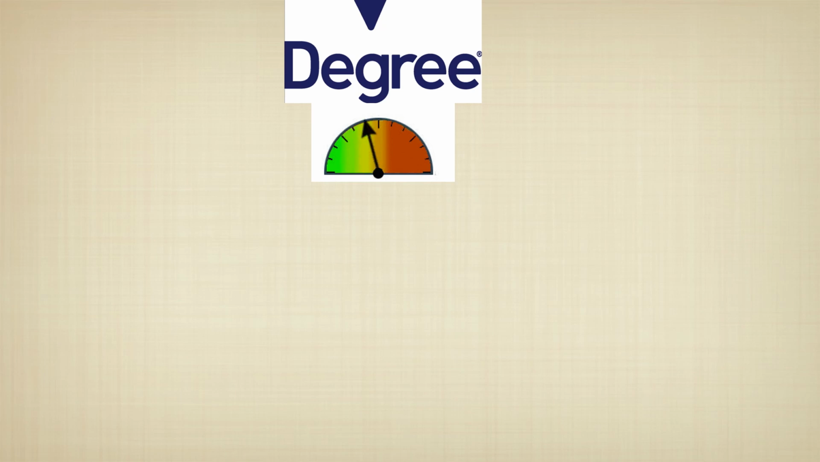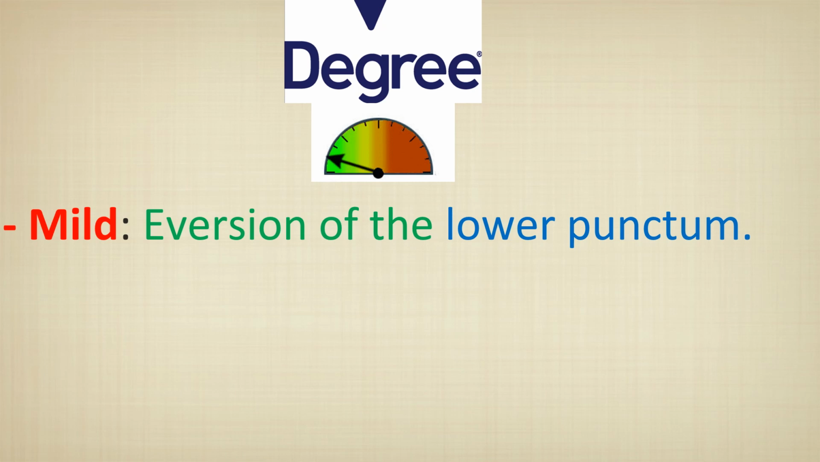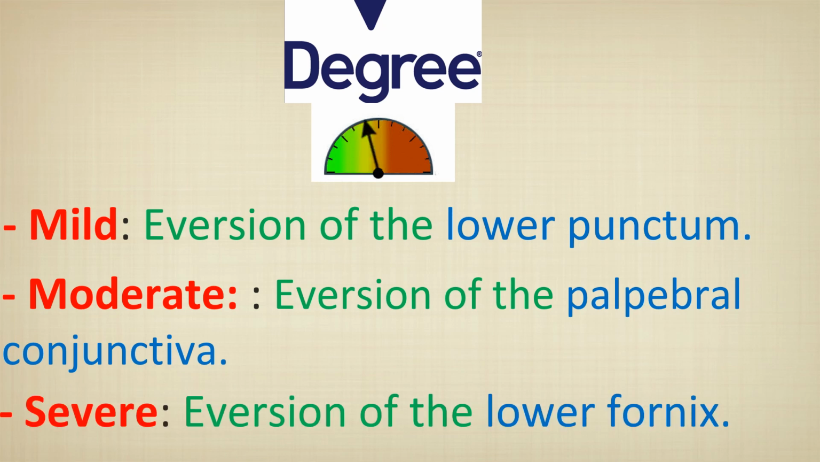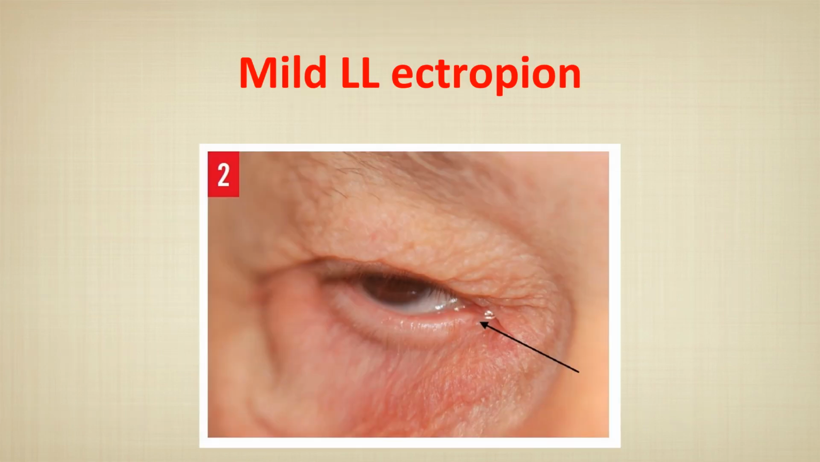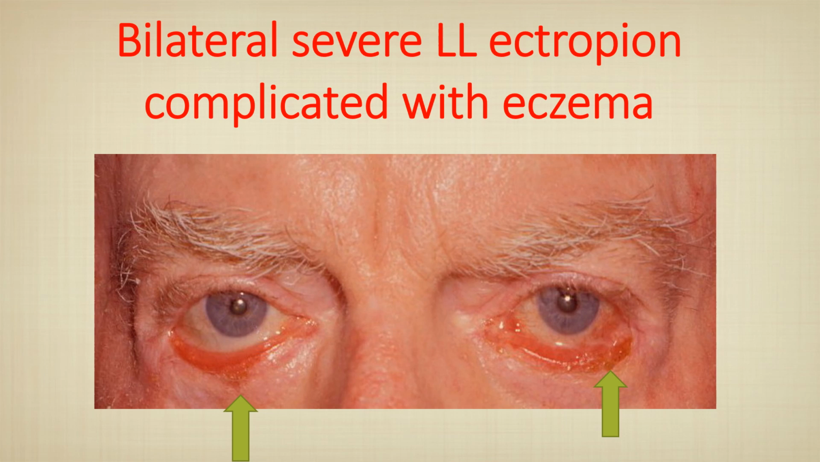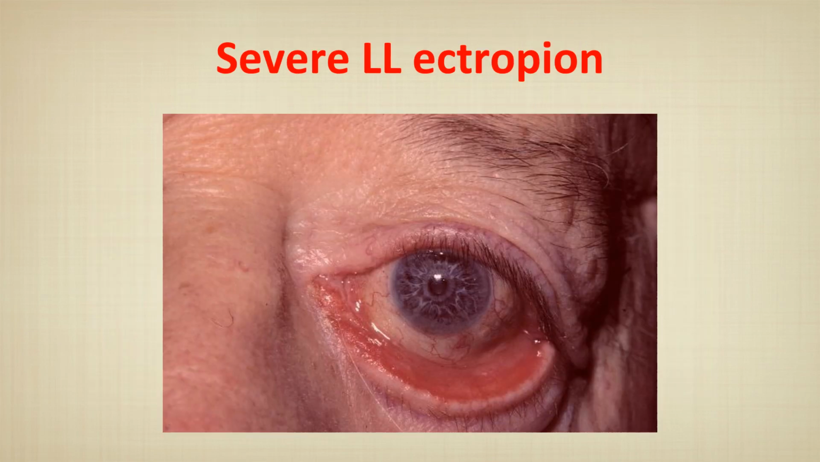Concerning the degree of ectropion, it may be classified into mild, which is eversion of the lower punctum, moderate, which is eversion of the palpebral conjunctiva, and severe, which is eversion of the lower fornix. An example of mild lower lid ectropion. Another example of mild lower lid ectropion. Bilateral severe lower lid ectropion complicated with eczema. A severe lower lid ectropion.